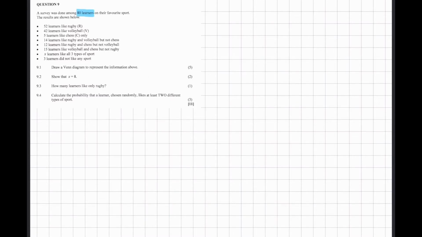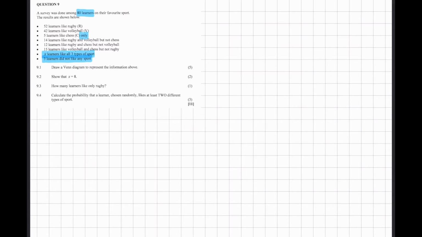52 like rugby, 42 like volleyball, 5 like chess only, 14 learners like rugby and volleyball but not chess, 12 like rugby and chess but not volleyball, 15 like volleyball and chess but not rugby, x learners like all 3 types of sport, and 3 learners did not like any sport.